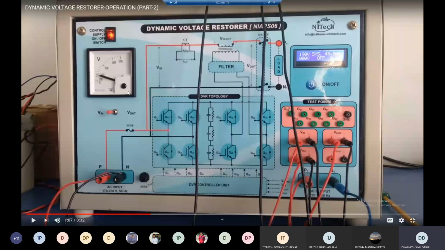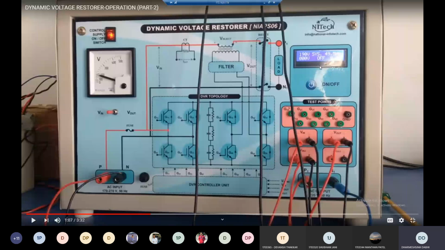Now, same logic here. Suppose the voltage sag is created. Suppose my voltage is here. You can see on the digital screen that the output voltage at the load side is 190 volt. Clear? It means that is a voltage sag condition. I require 220 volt at the load side. So the extra 30 volt is provided by this controller.